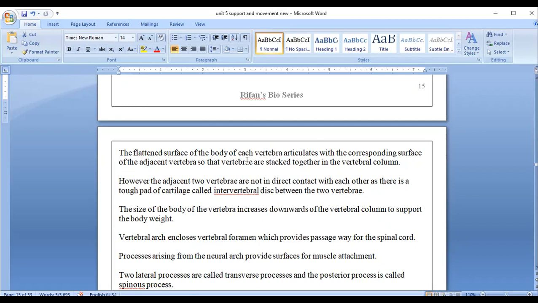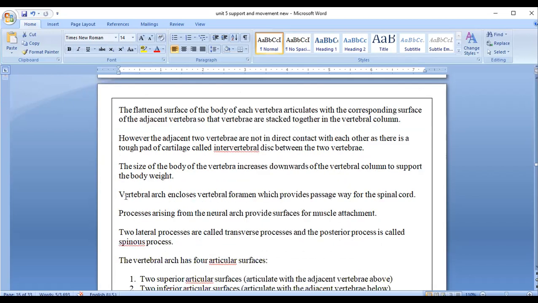Intervertebral disc. It's a fibrous connective tissue. Okay, fibrous connective tissue. Right? Shock absorbing material. It's a shock absorber. It keeps the vertebrae away from each other, so there will be flexibility. More flexibility is given due to the presence of the intervertebral disc.